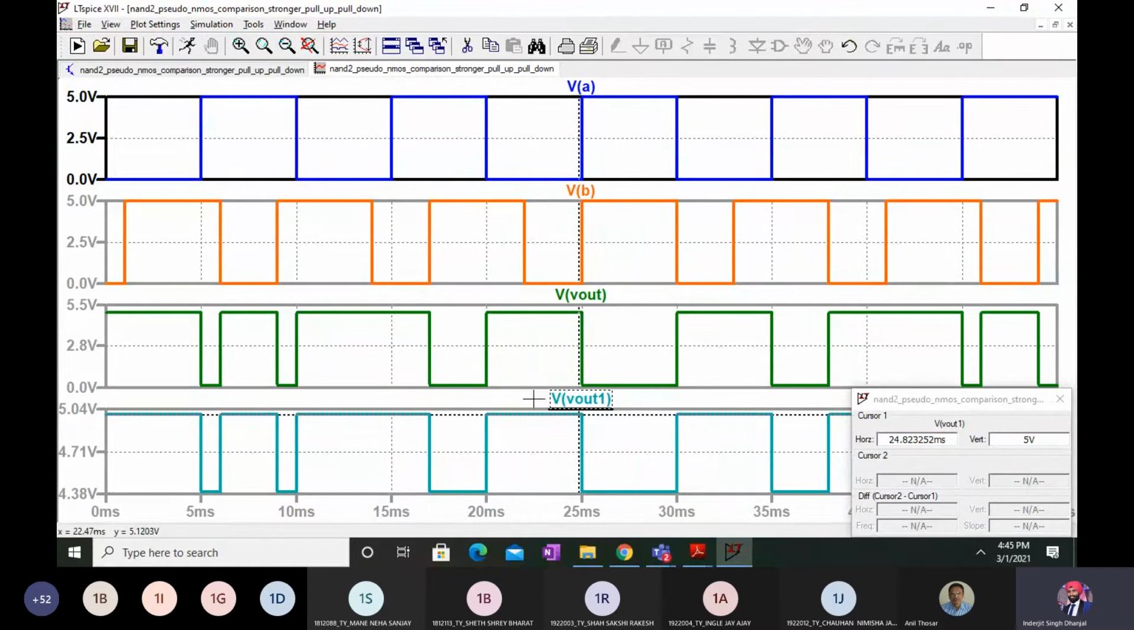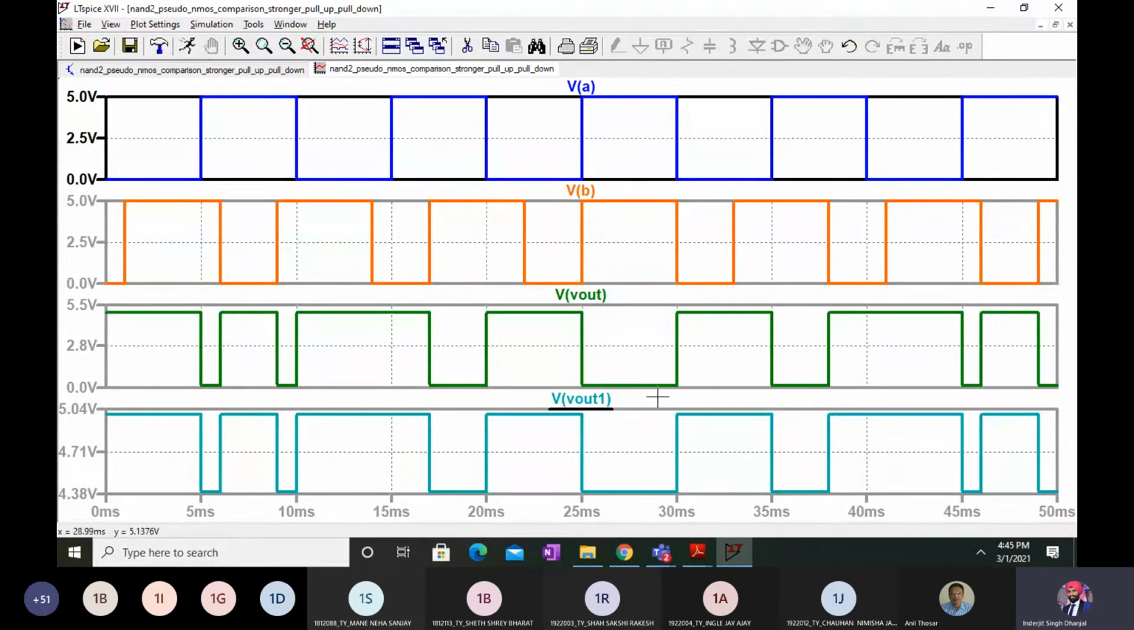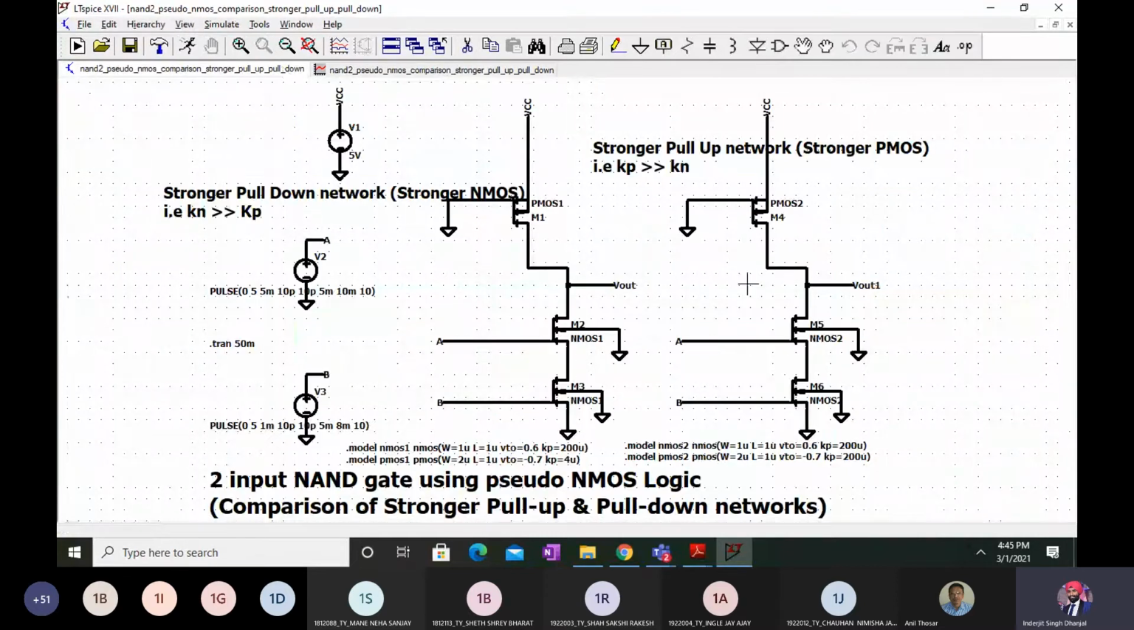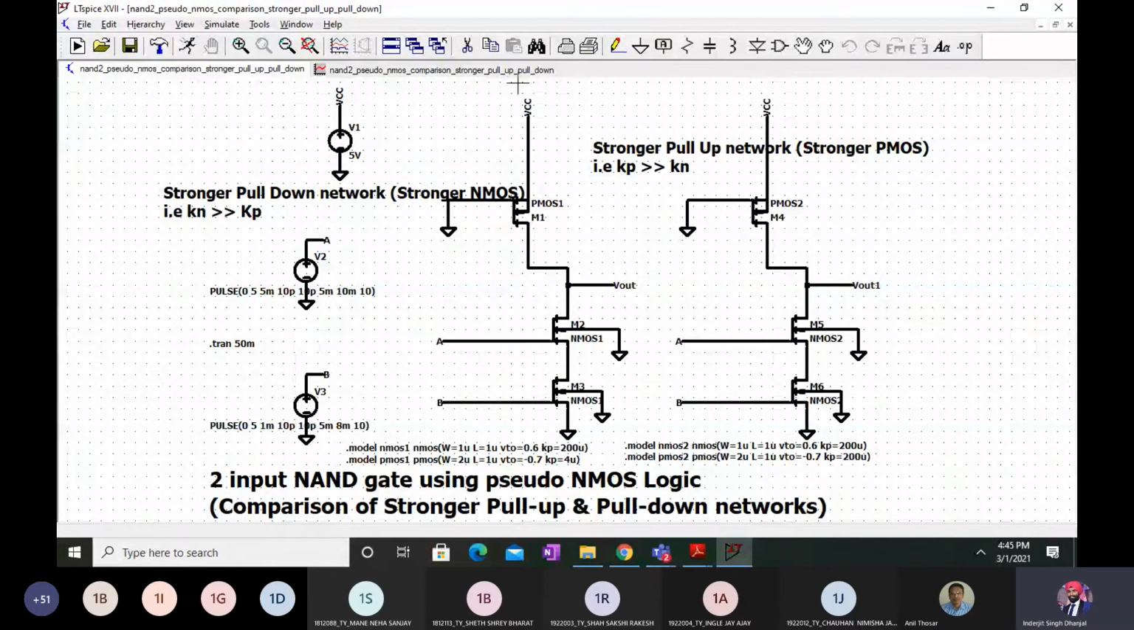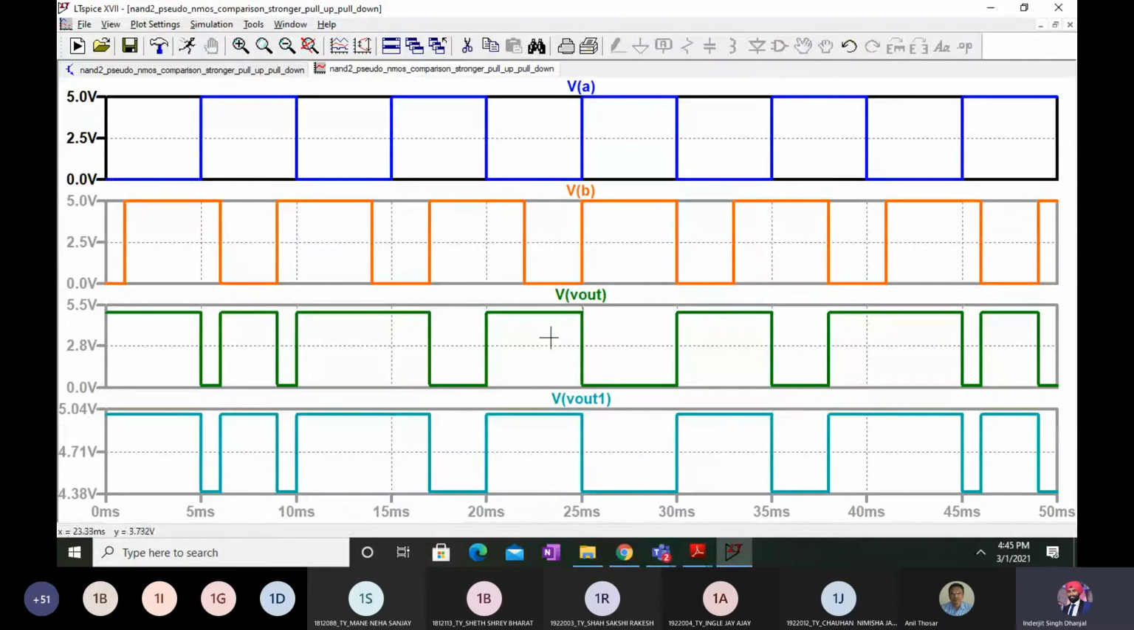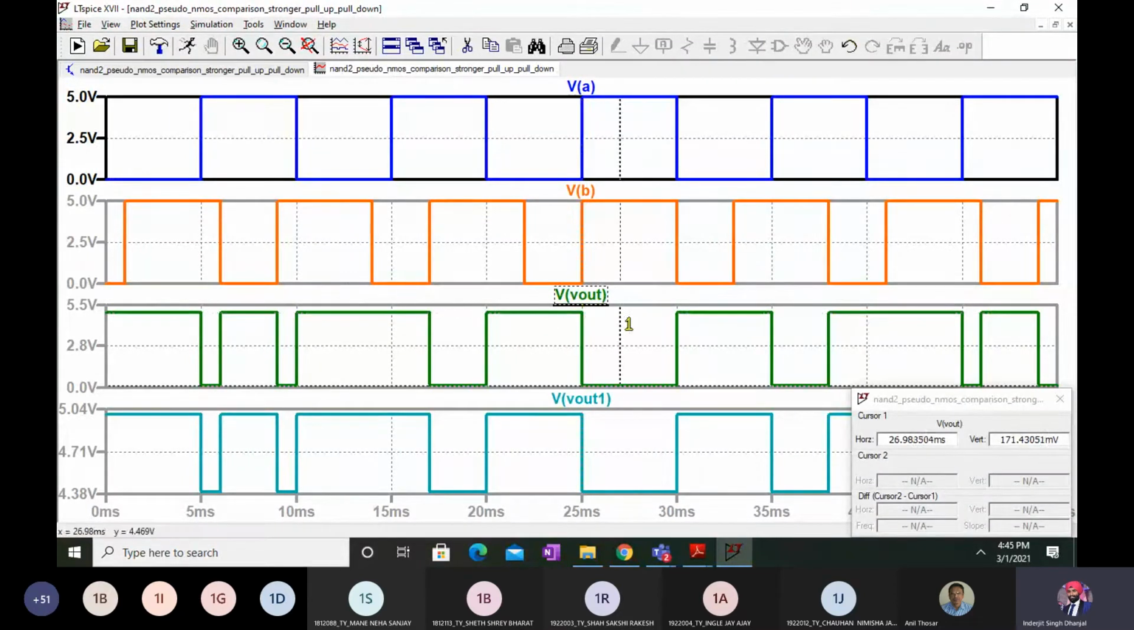You see, it's pulling up only. It's not going down at all. It's just not going to zero voltage at all. So this V out 1 is the result of a stronger pull-up network. If you have a too strong pull-up network, it will not allow the output voltage to go towards ground. Okay, and here is the proof. And if you have a stronger pull-down network, the output will go near the ground, near logic zero.